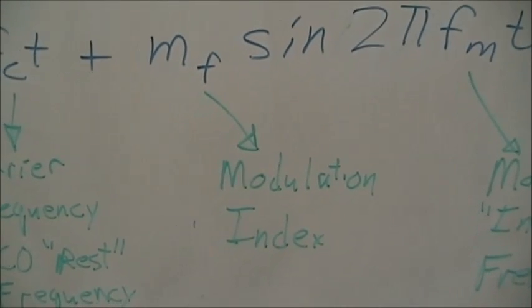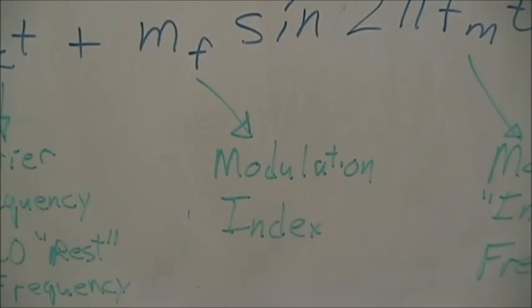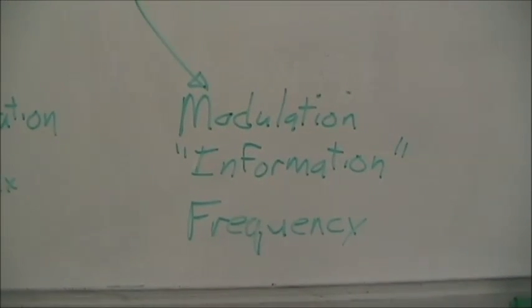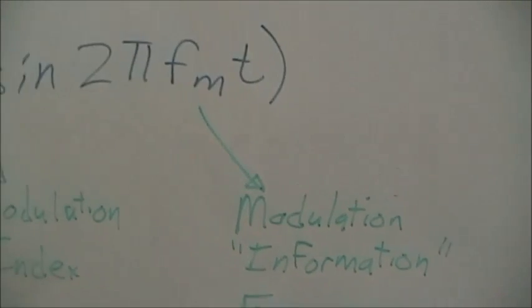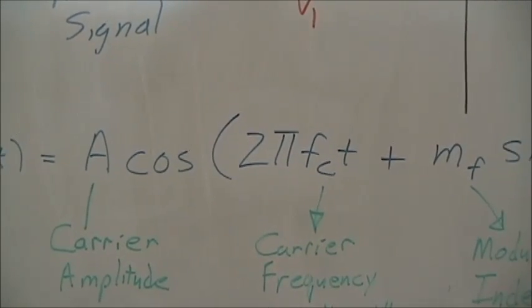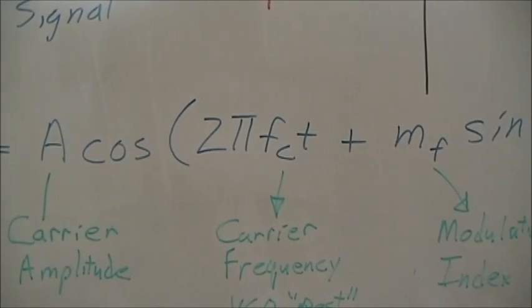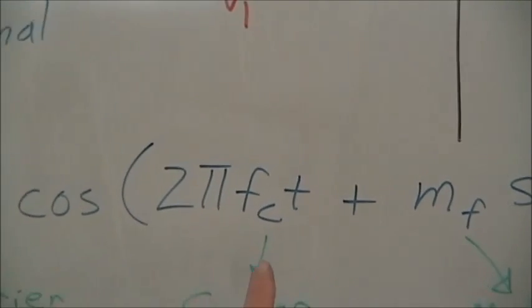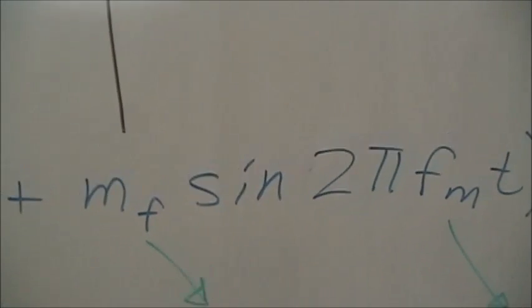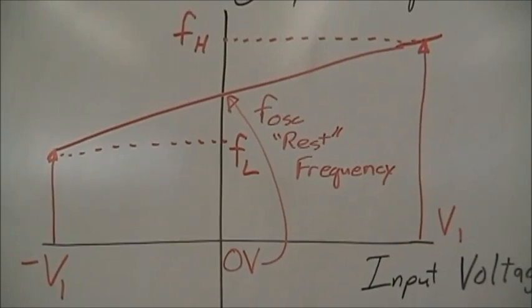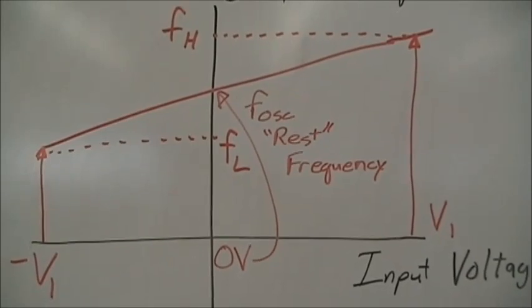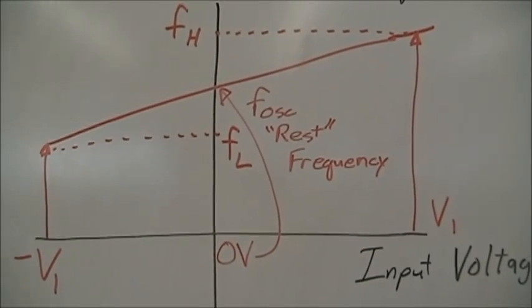The modulation index, m_f, is similar to m_a in AM, but operates quite differently. And finally, the modulation information frequency, f_m, which is similar to what we had in AM. So we have two signals that are determining the actual frequency of the transmitted signal, both the carrier term and this term related to the modulation. If we look at the diagram of the VCO, we can see that the change in the carrier frequency must be related to the change in the voltage input.